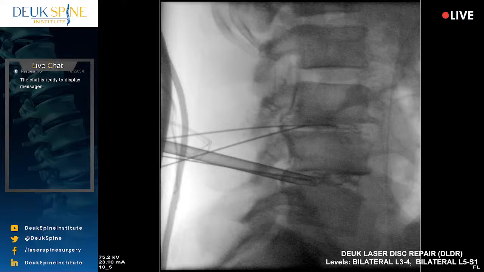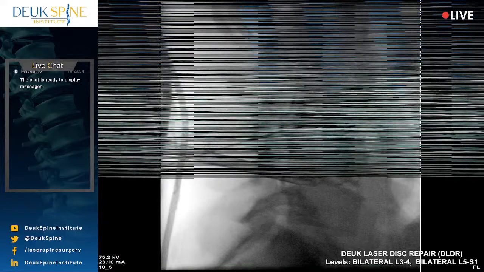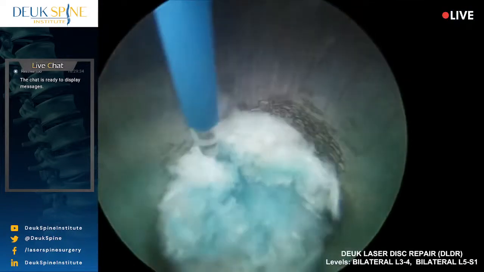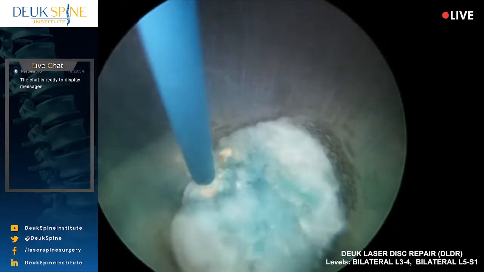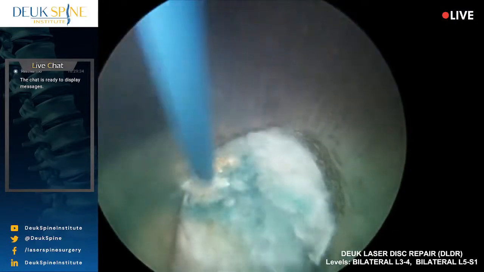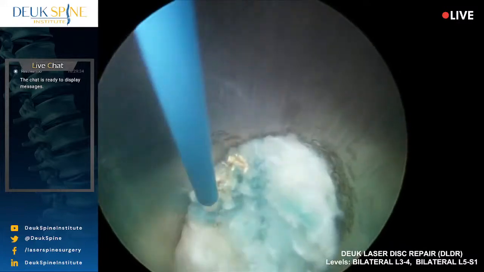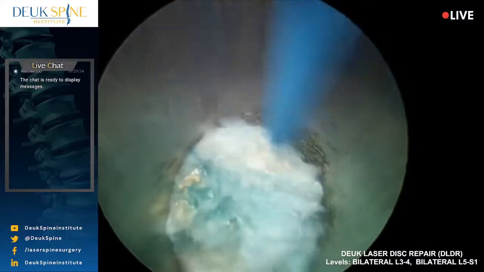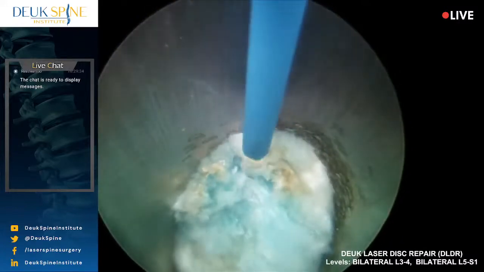All right, we are at the L4-5 disc, and I've got my pedal. Our job now is to debride this disc, get rid of the herniation, get the pressure off the nerve roots, and debride the tear. The tear itself is what's causing his back pain.